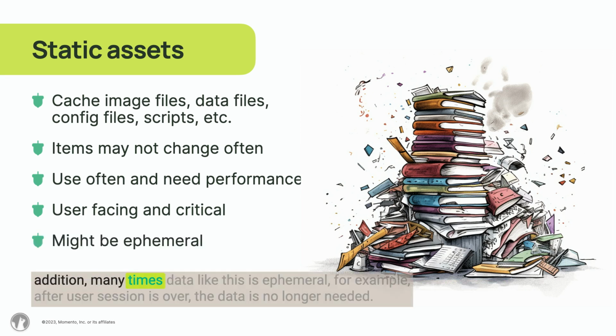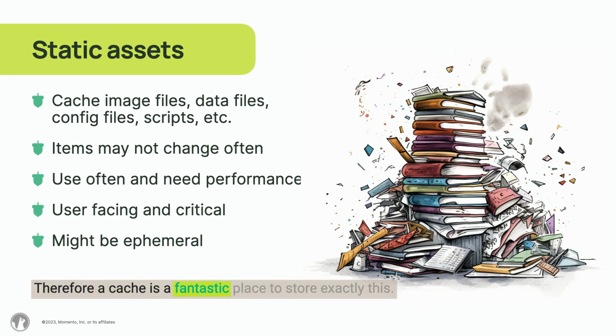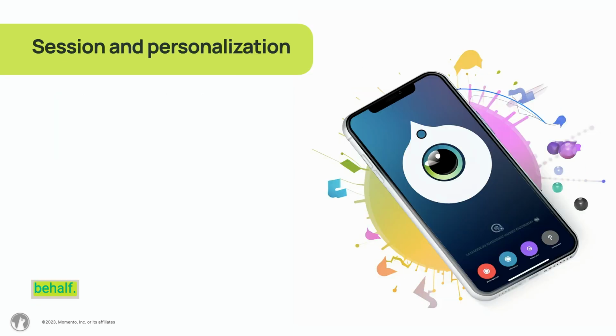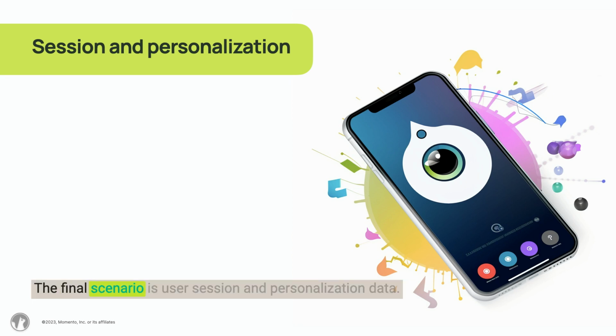In addition, many times data like this is ephemeral. For example, after a user session is over, the data is no longer needed. Therefore, a cache is a fantastic place to store exactly this. Set a time to live value, and when the user session times out, their cache data is deleted by the cache on your behalf. The final scenario is user session and personalization data.